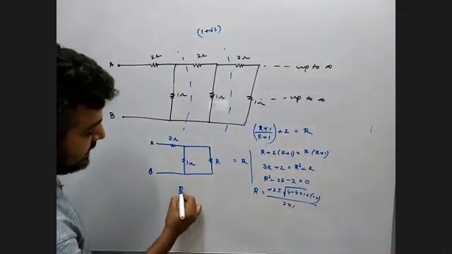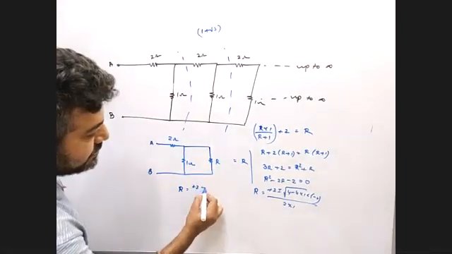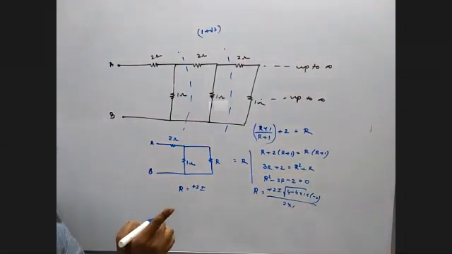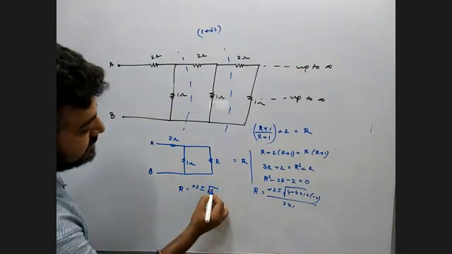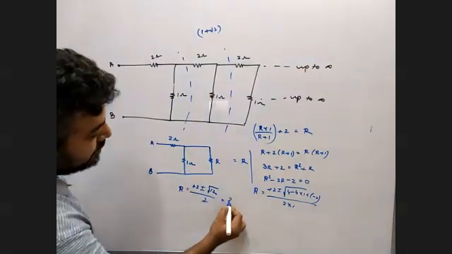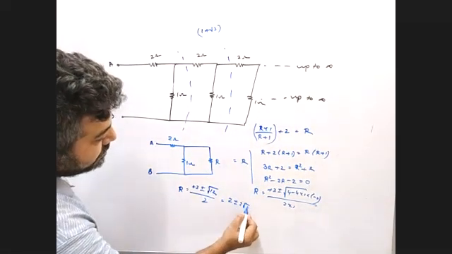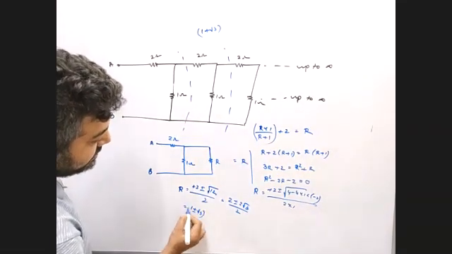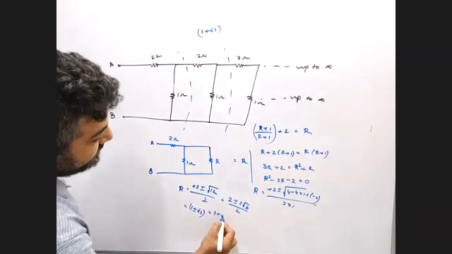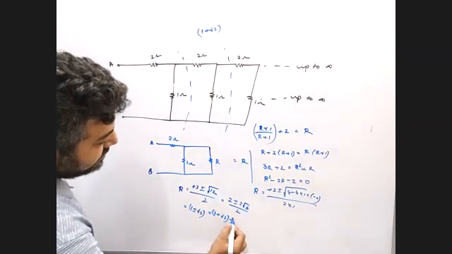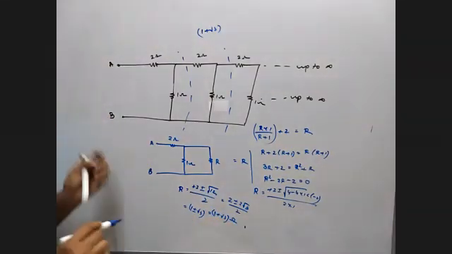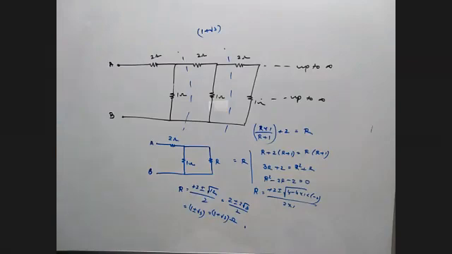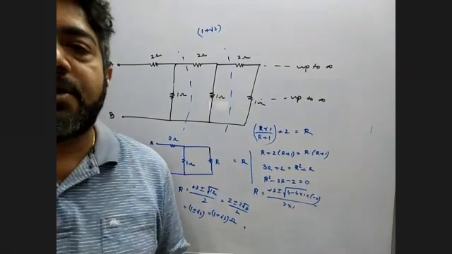So the answer is 2 plus or minus the square root of 4 plus 8, that is 12, by 2. So 2 plus or minus 2 root 3 by 2. That is 1 plus or minus root 3. Resistance is never negative. Very good, Oshti. The answer is like this. So I think I am stopping my class.